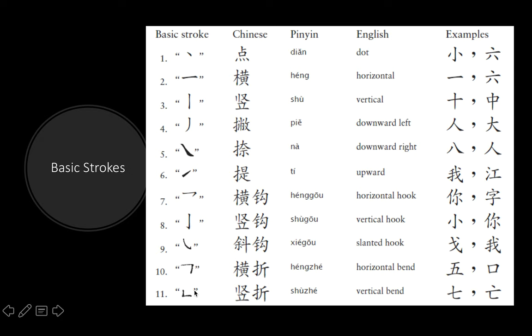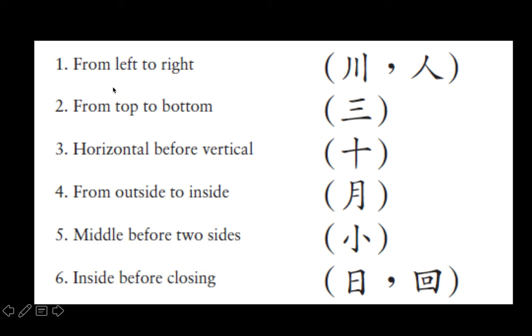There are 6 rules to write the Chinese characters. You have to be familiar with that. So number 1 is from left to right. For example, when you write this character, you need to write from this direction. Okay, so this 撇 will be the first stroke, and the 竖 the second stroke, and the longer 竖 will be the third stroke. So 撇, 竖, 竖, those are called the stroke order. And this character is called 人, means person. It also have to write from left to right. So you have to write 撇 and 捺. 撇 first and 捺 second.